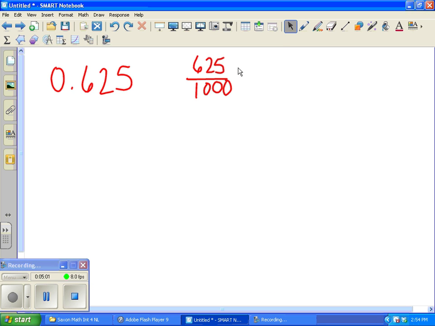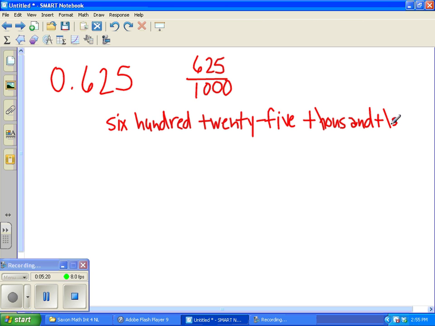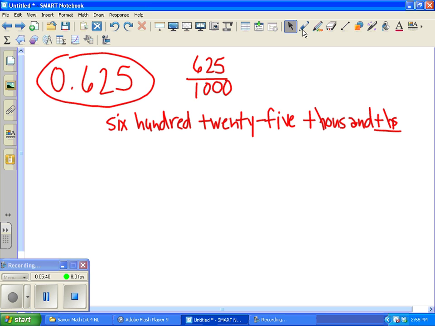We also have to do it using words. So here's how we would spell it. 625 thousandths. And don't forget your THS. Okay, if you just say thousand, then you've written this number right here. And that's not it at all. That's totally different from this one. Okay, that's how important those three little letters THS are.